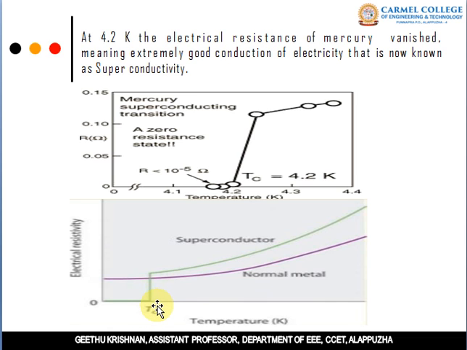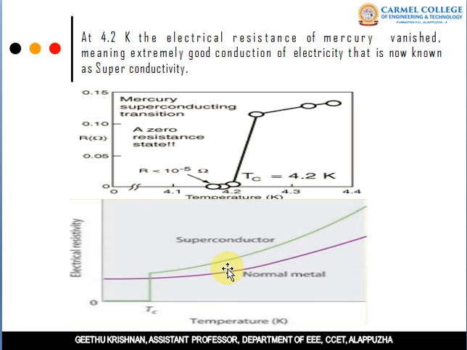First one is zero electrical resistance. We know that in the case of superconductors, at a particular temperature its resistivity drops to zero. That is, its electrical resistance becomes zero. That is one property of superconductors. That is, the electrical resistance of superconductors is zero below the transition temperature. Below the transition temperature, its resistivity reduces to zero.